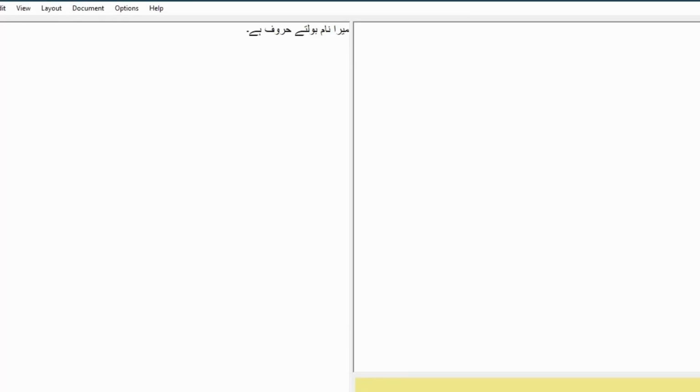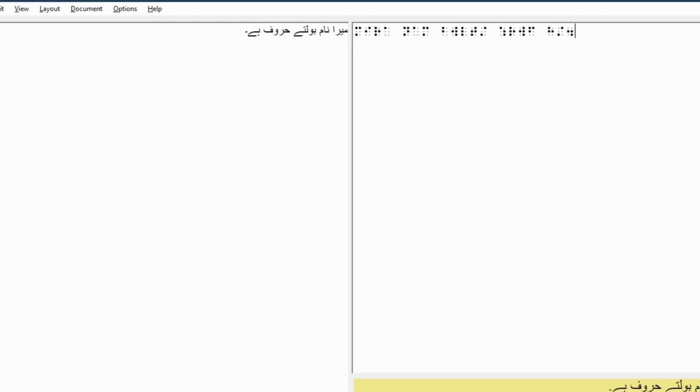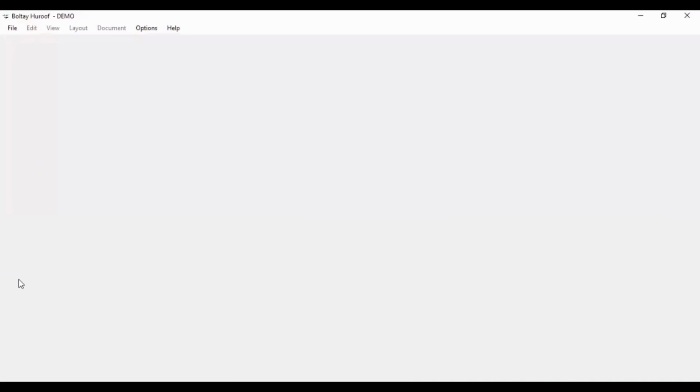Boltay Huroof is trying to solve the problems of blind individuals by working on a technology software that will create inclusive braille books and documents. Our software is based on two modules. The first one is a translation software which translates English, Urdu and other local languages into braille.